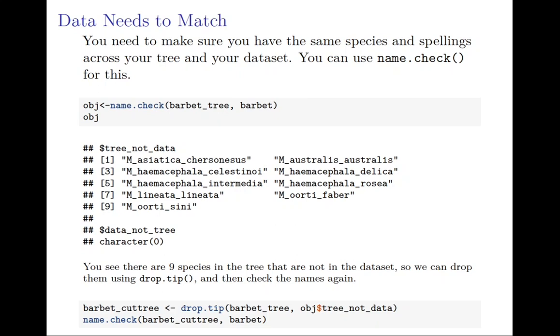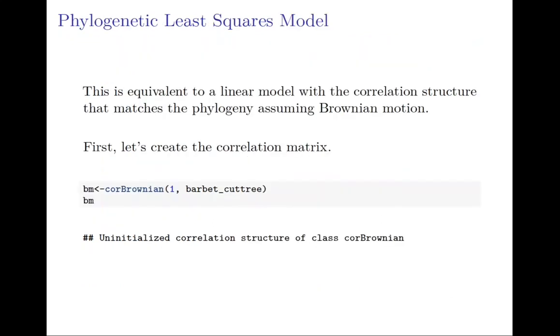And so when we do this, we see that there are 9 columns in the tree that aren't in the data, and there are none in the data that aren't in the tree. So we have these 9 species, and we need to drop them using drop.tip, and that helps. And this is for using the specific kind of tree that's specified here, but there's lots of ways you could make these trees. Okay, so once you have your tree where you've removed the tips that you don't have data for, we can start creating our correlation matrix.